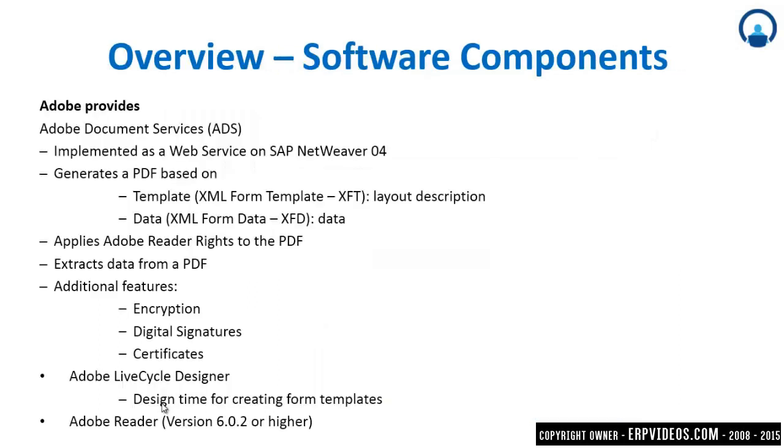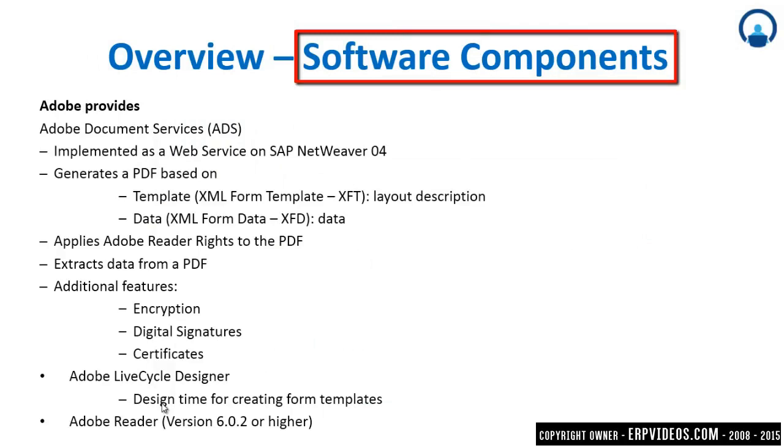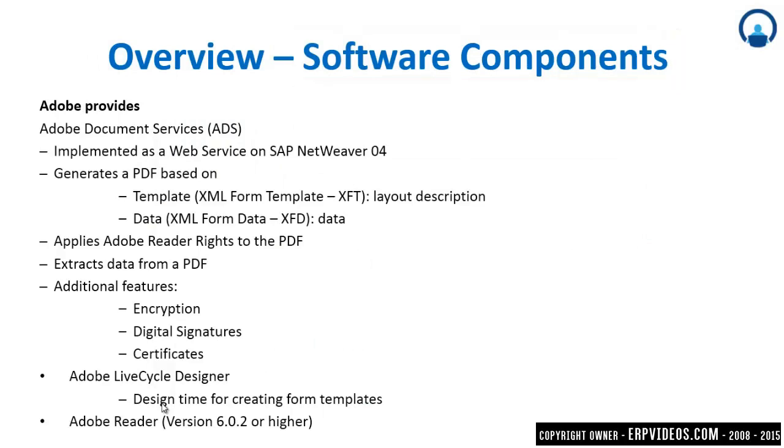Now next we'll see what are the different software components required for Adobe along with the SAP Workbench. First we'll see what are the software components that Adobe provides. Under Adobe, first we'll have the ADS, that is the Adobe Document Services. It has been implemented as a web service on SAP NetWeaver 04. Then it generates a PDF based document based on a template and then based on data. That is, we have XML format data where it will have the XML form template and XML form data.